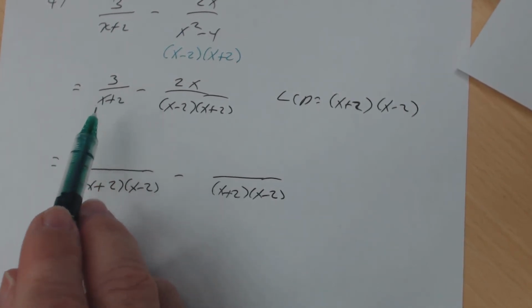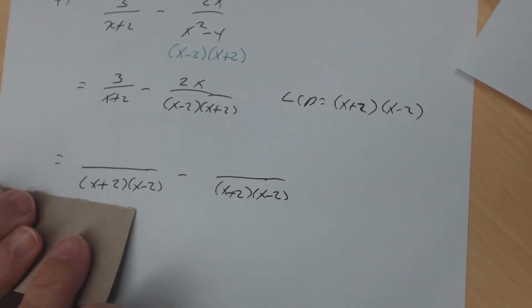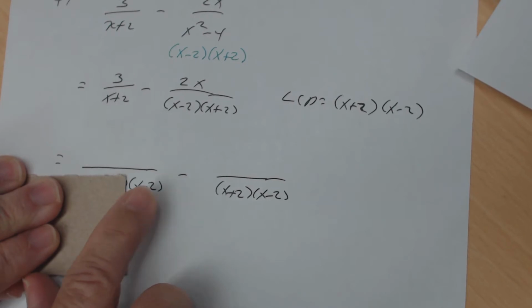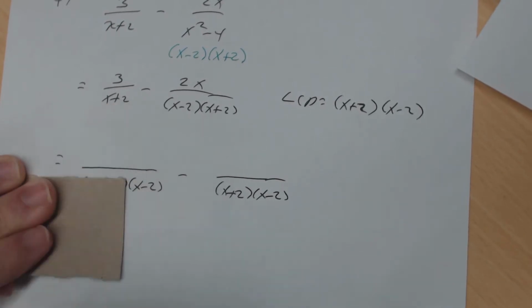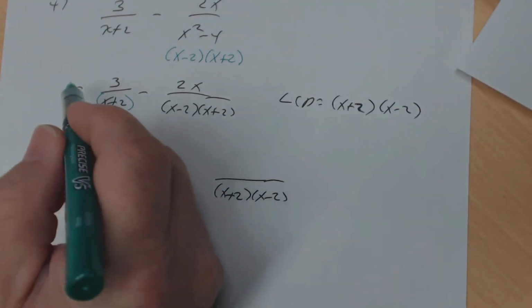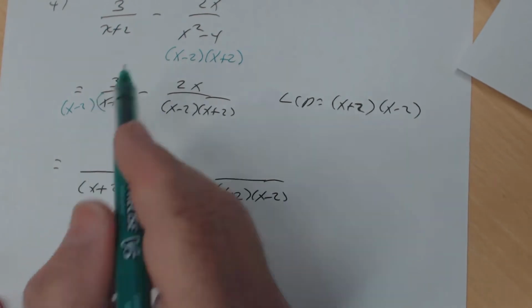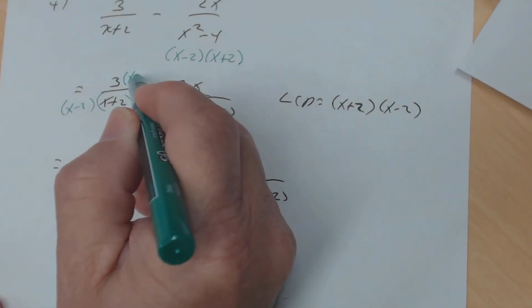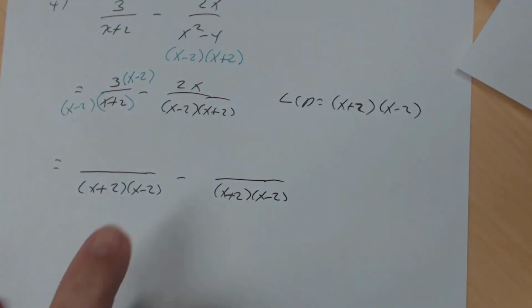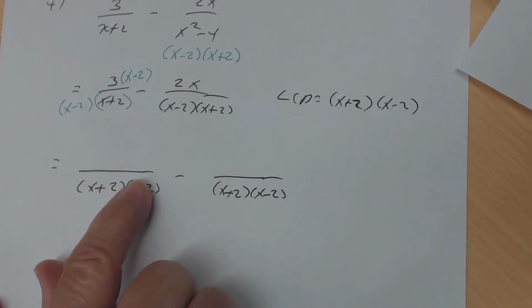See, you have a factor of x plus 2. If you look at your LCD, I already have this x plus 2. The question is what's missing. So this is what's missing. Whatever is missing is what you have to multiply this by. So I have to multiply x plus 2 by x minus 2. But what I do to the denominator, I have to do to the numerator. So you say 3 times x minus 2. And it's a good idea to put the x minus 2 behind a 3.